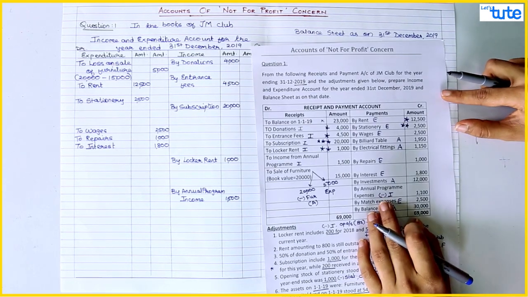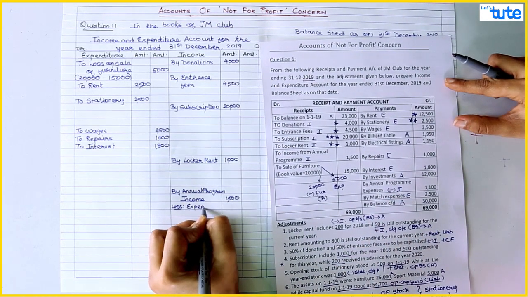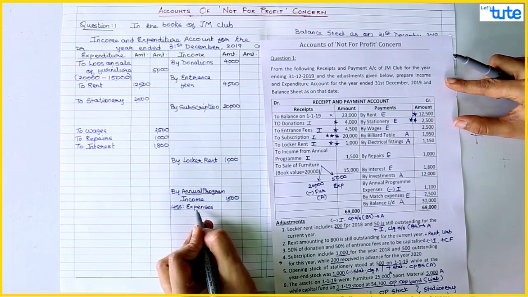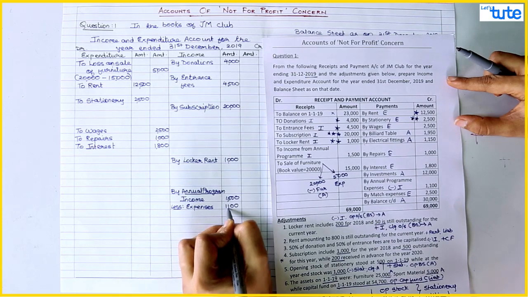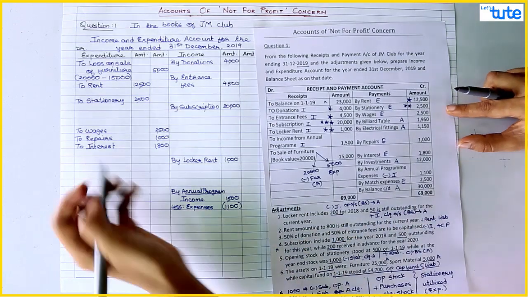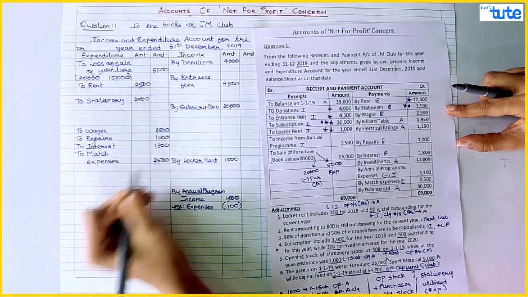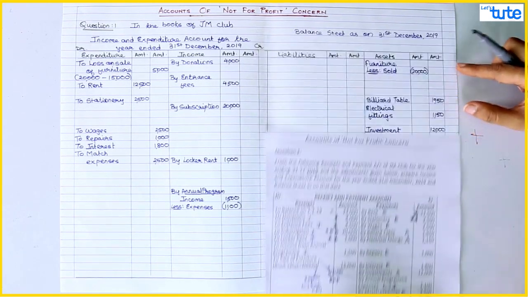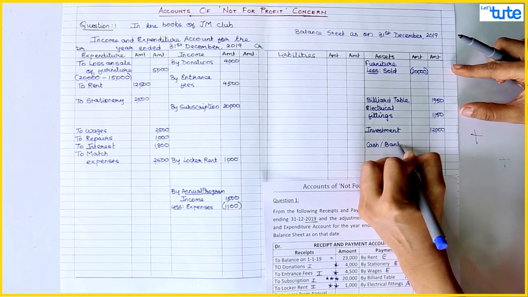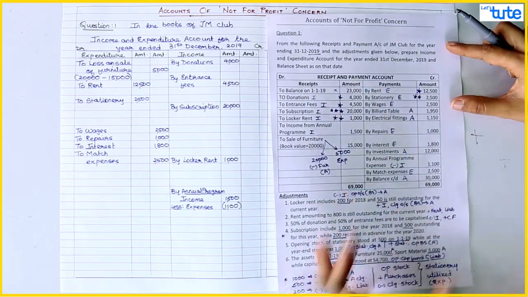Next, annual program expenses. So that we will deduct from annual program income less expenses. So annual program income is 1,500, expenses is 1,100. Totaling we will do lastly. Next, match expense. So to match expenses 2,500, and closing cash bank balance will come on the asset side. So this is your cash or bank, or you can just write bank balance or cash balance 30,000. So yes, we are done with the receipts and payment account.